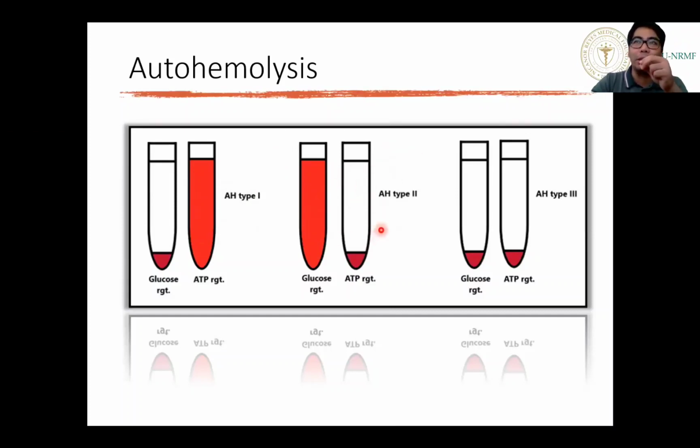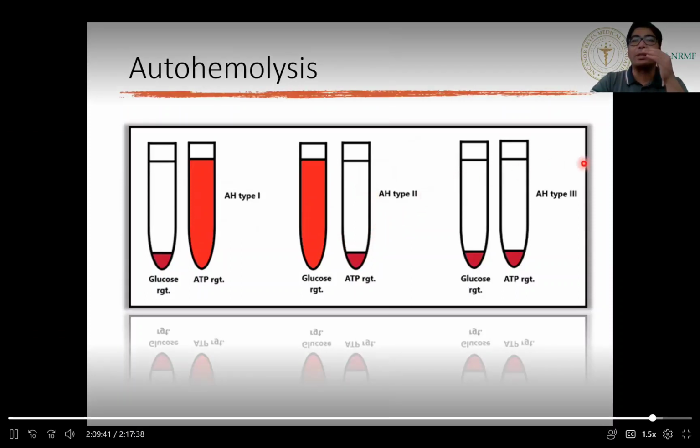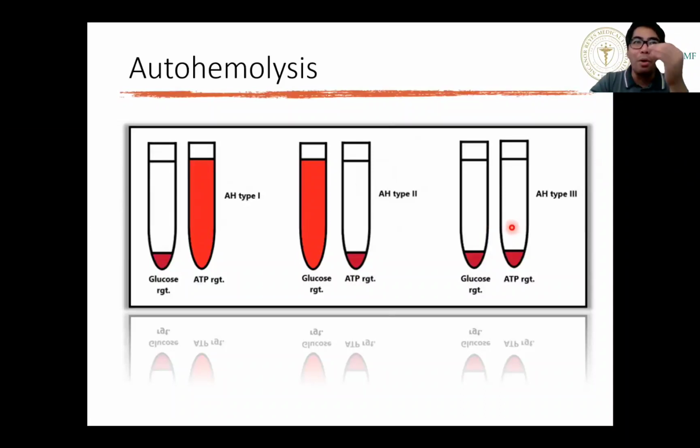Okay? While if both adding glucose and ATP reagent corrected the hemolytic pattern or hemolysis, after subjecting the specimen at a hotter temperature, na-correct, tawag ng autohemolysis type 3. So saan nakikita yun? Nakikita yun sa hereditary spherocytosis.